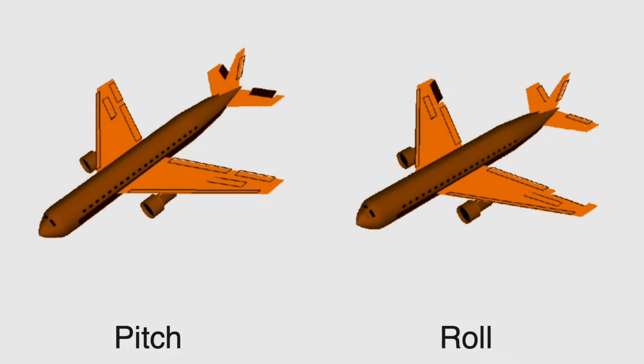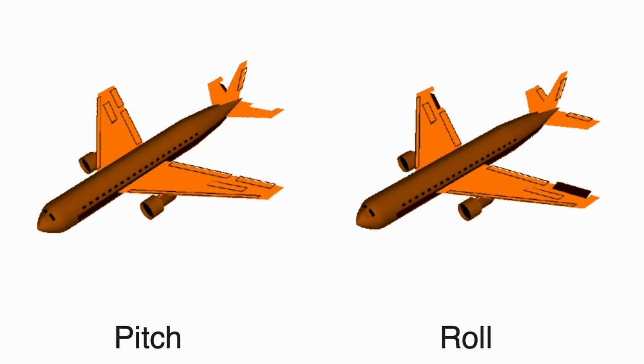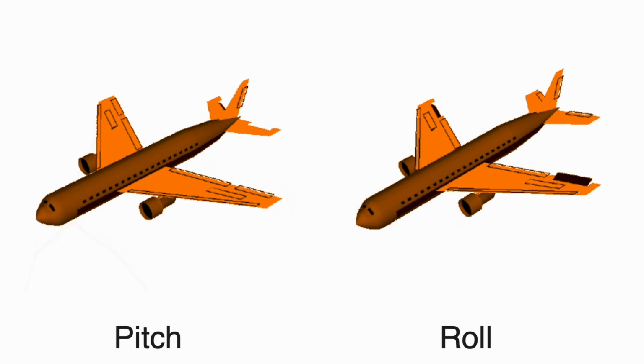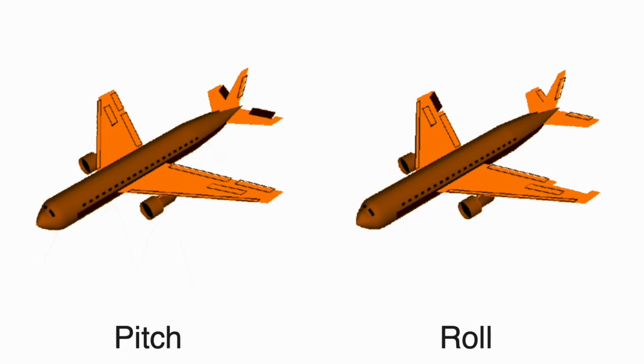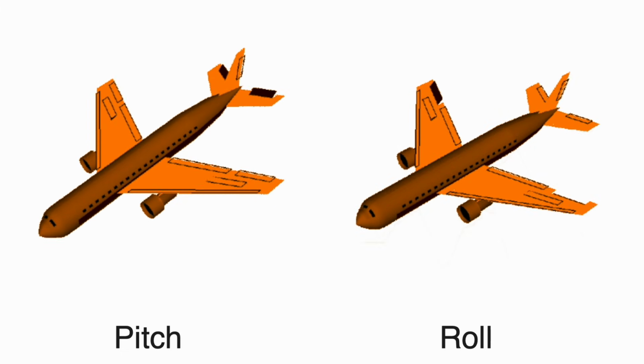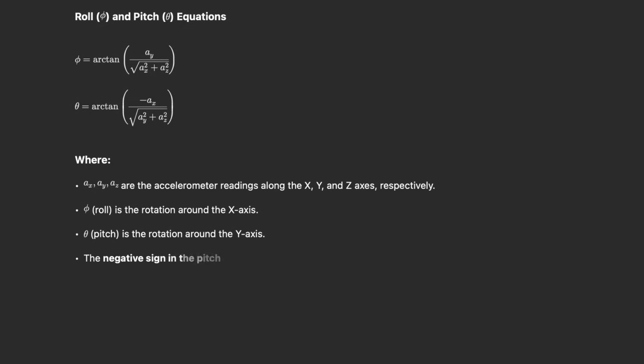Imagine an airplane. Roll is the rotation around the x-axis, tilting left or right. Pitch is the rotation around the y-axis, tilting up or down. Using these formulas, we can calculate the roll and the pitch angle with the data from the acceleration sensor.